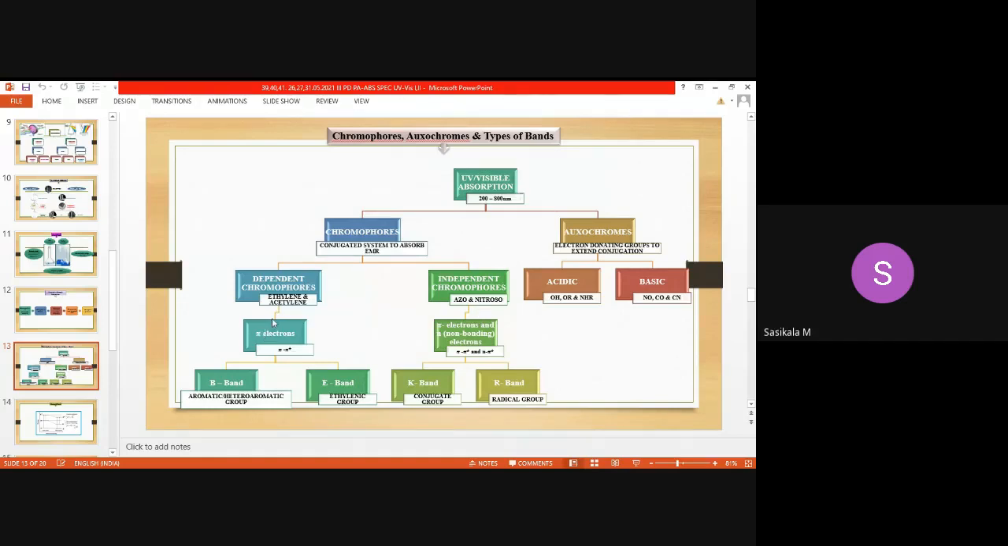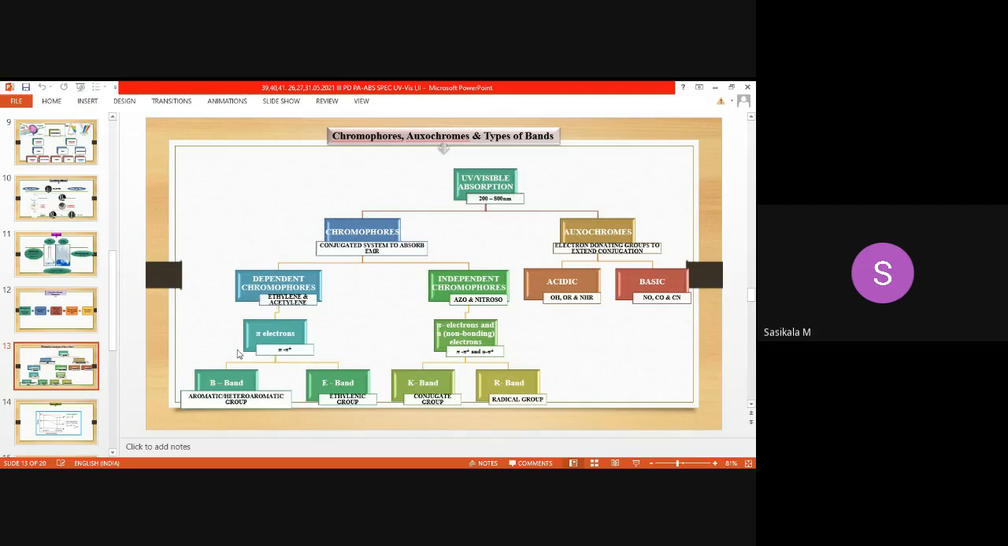Okay. Then what are all the bands when dependent chromophores absorb radiation? When the transition occurs from the ground state to the excited state, what type of bands will we get? Since it has a double bond only, it will produce two kinds of bands. One is called the B band or benzenoid band. B represents benzenoid. Another one is the E band, ethylenic band. Benzene represents an aromatic group. So the presence of aromatic and heteroaromatic groups will give absorption in the UV range and are called dependent chromophores.